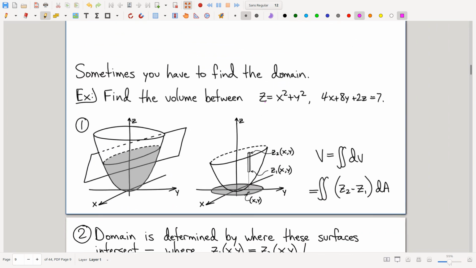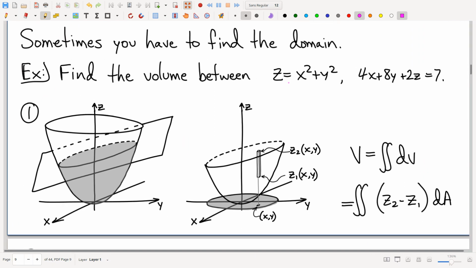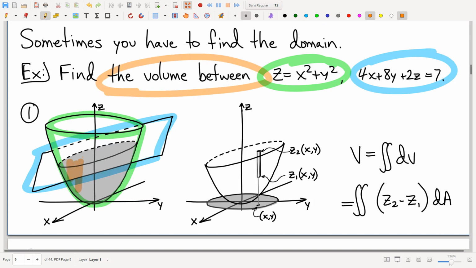Okay, another example. Sometimes the domain is not explicitly given to you. Sometimes you have to kind of figure out how to find your domain. So, okay, here we have, you'll notice, a surface, namely this paraboloid, and then another surface. Colors, come on, colors. Another surface, that's this plane, let's say, something like that. We're looking for the volume in between. That's what I have shaded in gray, now orange there.